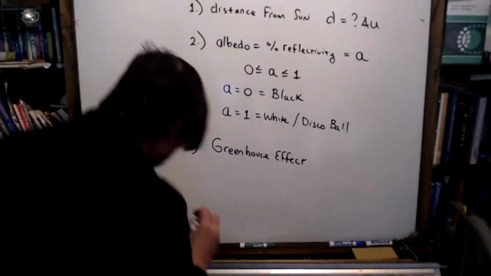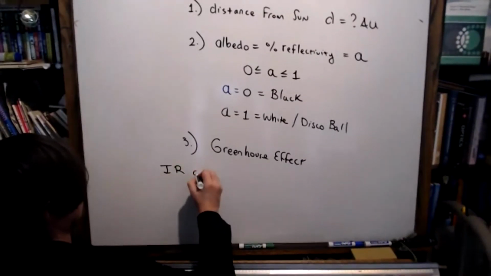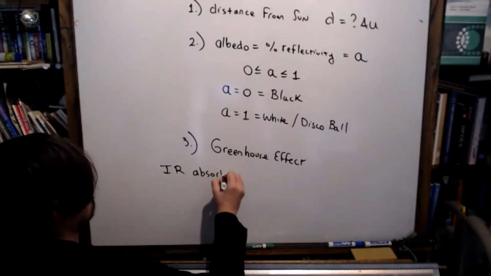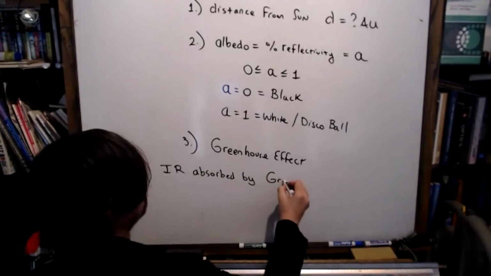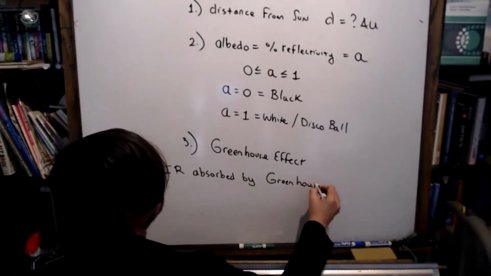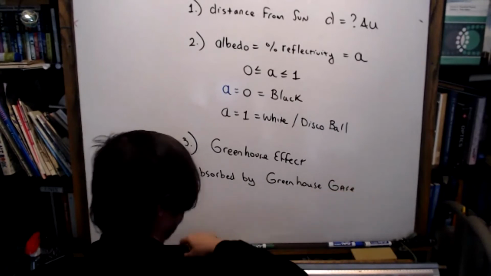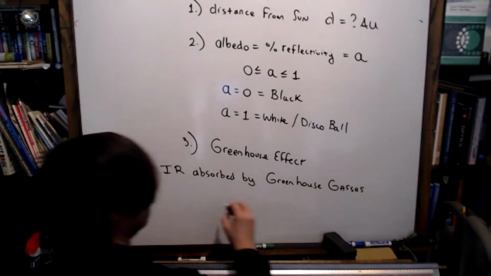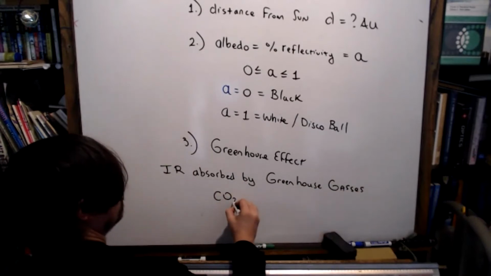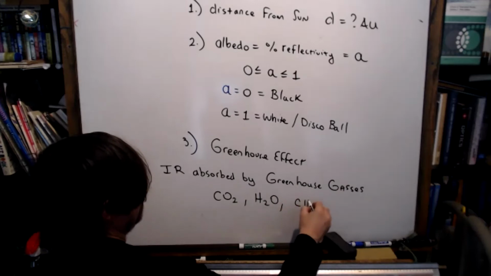Do you guys remember what examples of greenhouse gases are? H2O and carbon dioxide and methane are the big ones, that's right. CO2, H2O, maybe methane.